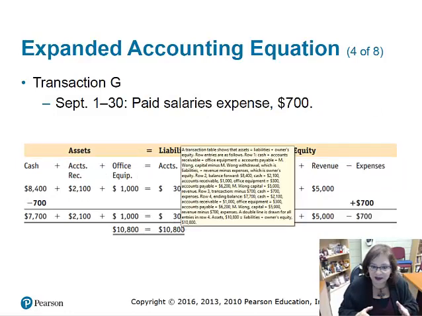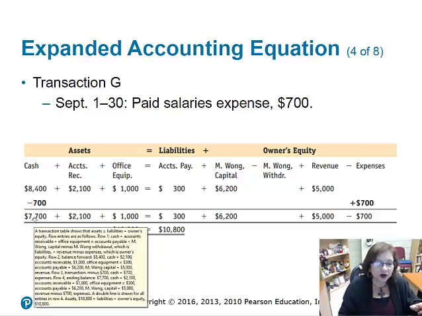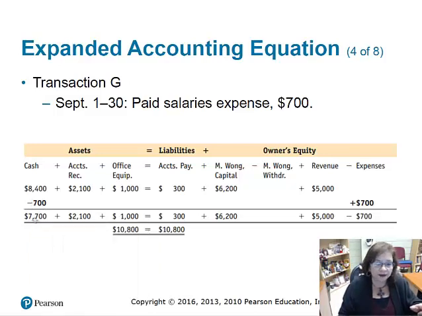Then now we have salaries. That's an expense. Salaries is always considered an expense because you're paying somebody for working for you. So notice how that is an expense. And now you see the expanded statement showing your wages expense. So you paid $700. You're taking it out of cash. So now you're only left with $7,700.